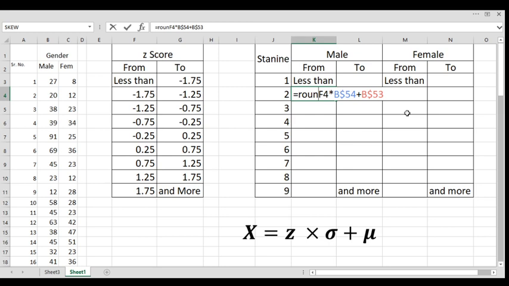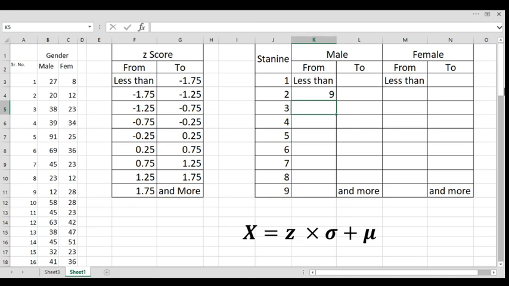After round we have to start a bracket, which means the entire function through which we will find our result is to be written in this new function, round. Then we start the bracket, then our original formula, and after that formula we put a comma and write 0 here. 0 means no digit is required after the decimal point, so we will get the result in whole number.